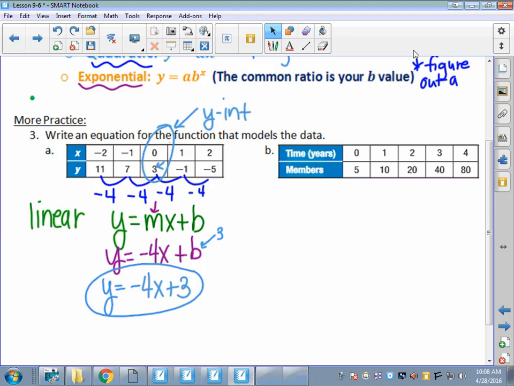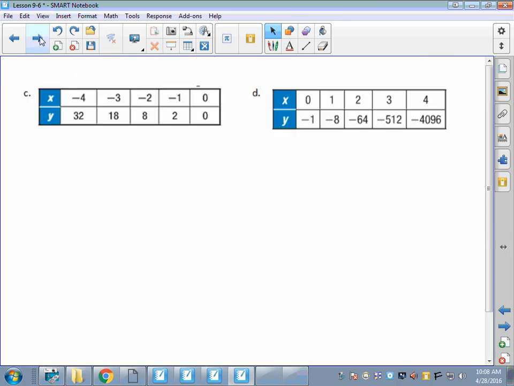So let's skip B, let's go to C. First thing I'm going to do is find my first difference because I need to decide if this is linear, quadratic, or exponential. So my x's are all going up by 1. My y's, how do I get from 32 to 18? It's definitely subtracting 14. 18 to 8, subtracting 10, already I know it's not linear because I don't have the same numbers. 8 to 2, 2 to 0. So it's definitely not linear.